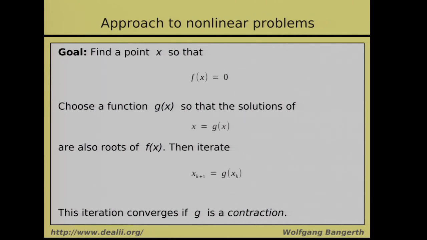Okay, so there are two steps in this process of finding a fixed point iteration. One is find a g so that the fixed points of g are the roots of f. So g clearly must be related to f. And then also you need to prove a particular property about g, namely that it is a contraction. Then this will converge, and it will converge to the root of f.